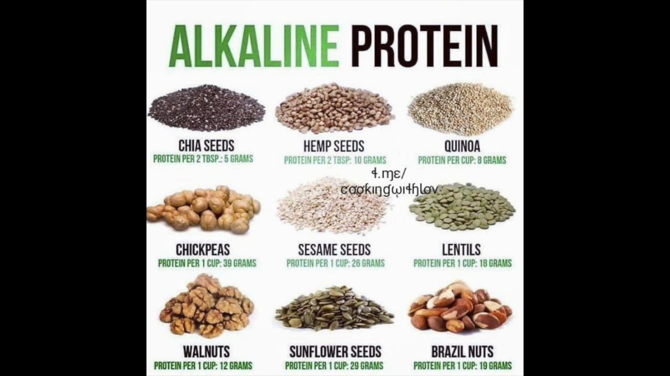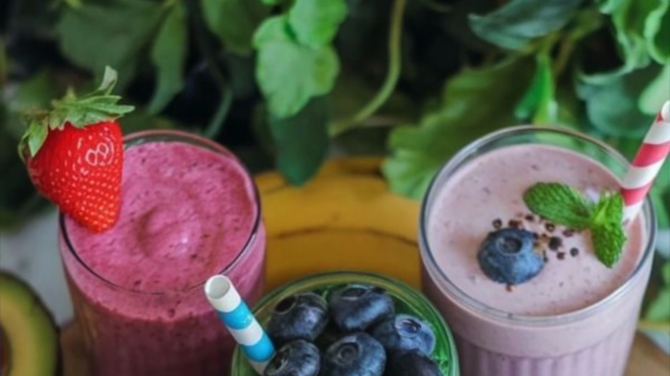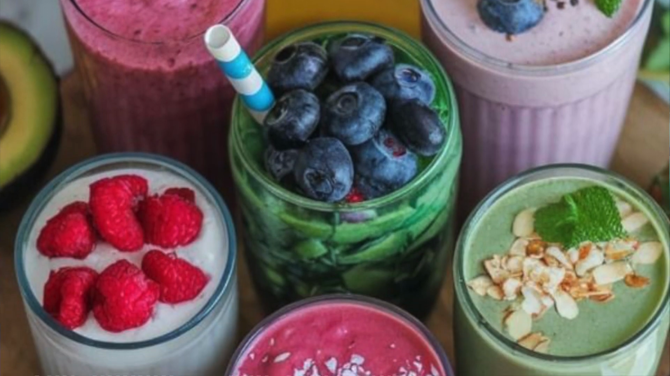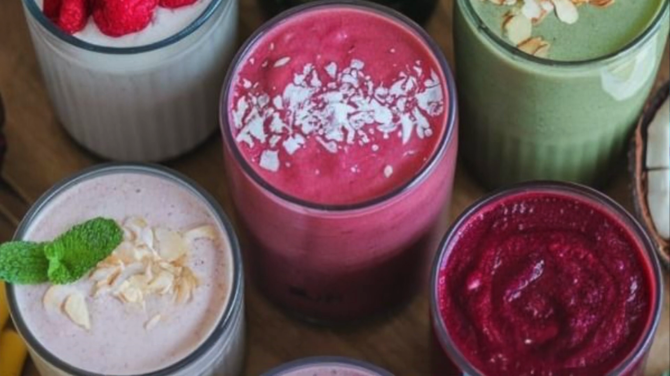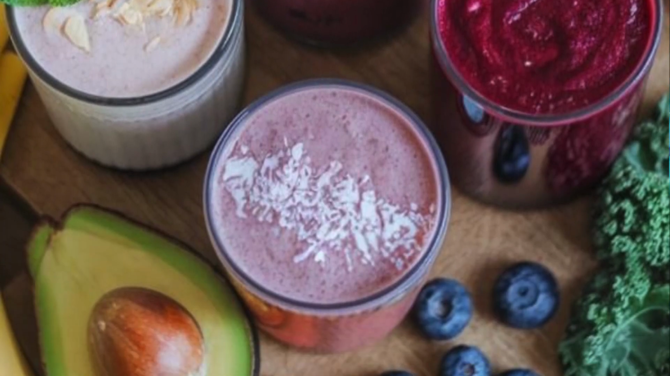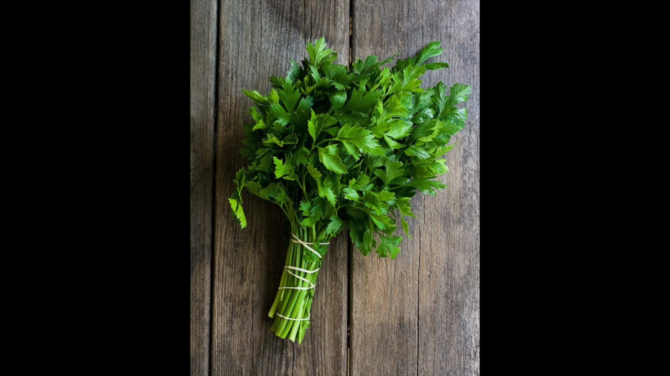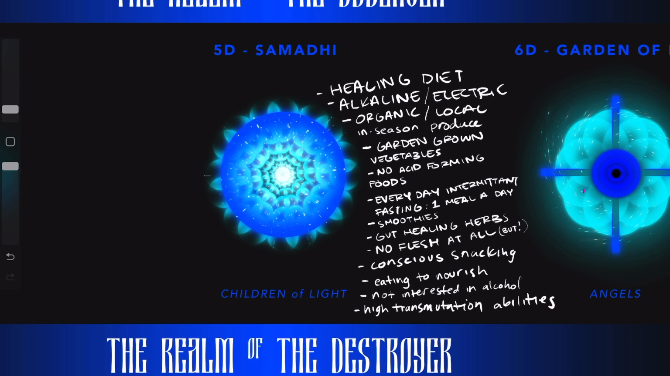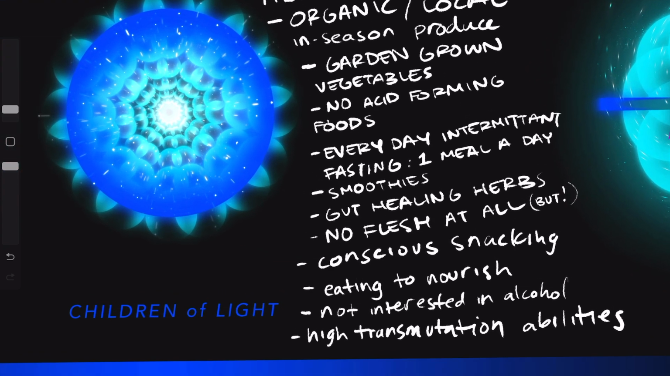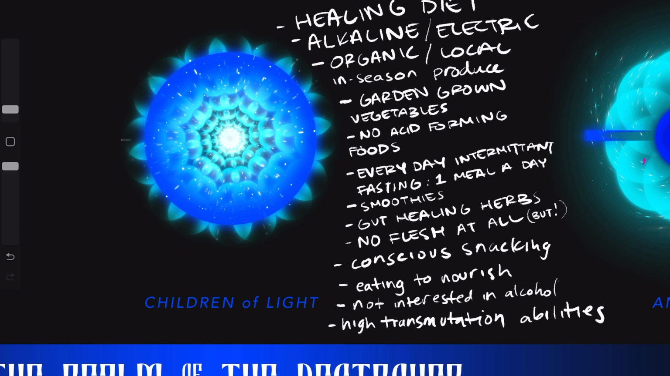So maybe you're eating one big meal a day. Maybe you're drinking smoothies that are good, and I can do a whole thing about smoothies, because there's a proper way to drink smoothies and there's an improper way to drink smoothies. You're eating a lot of gut healing herbs, right? You're removing heavy metals. Maybe you're eating parsley, cilantro. You're not eating any flesh at all, right? You're removing the acidity, you're removing the toxins, you're removing the heavy metals.